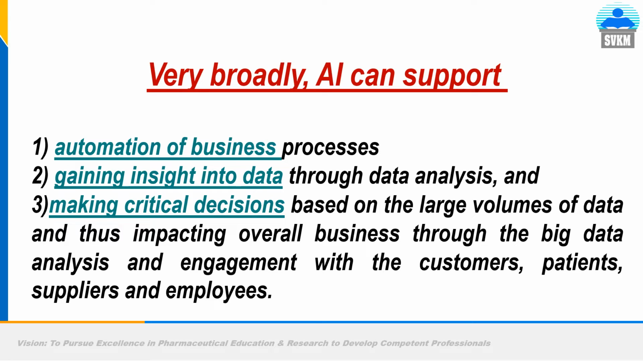So very broadly, AI can support three types of tasks in any type of segment, may it be pharma, medical, or health industries. It can go for three things: automation of business processes, gaining insight into data through data analysis, and making critical decisions. So you have a lot of data with you. What to get from those data to increase profit in sale, to get more customers, to retain repeat customers. That is the use of gaining insight from data. Then making critical decisions from those actionable insights from data using AI.